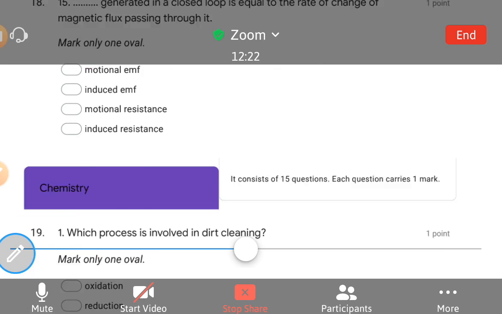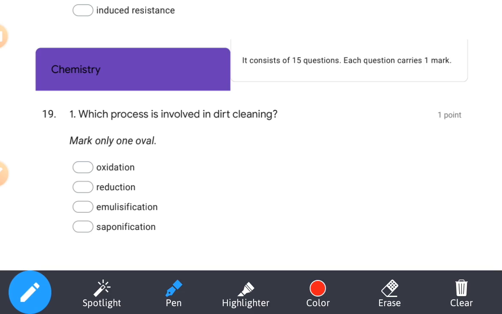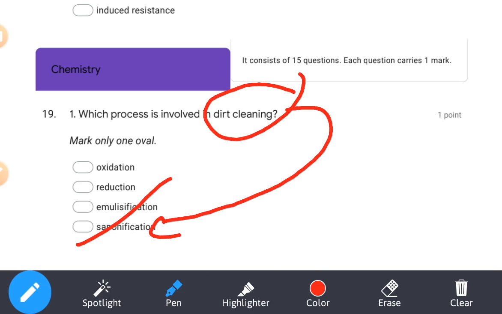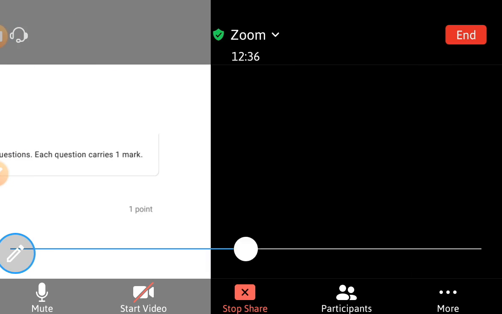Let's see the chemistry part now. Which processes are involved in dirt cleaning? Dirt cleaning means the cleansing action of soap. That is our saponification. Option number D. Okay, let's see the second question.